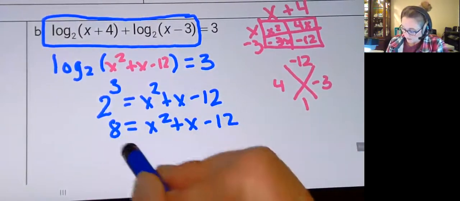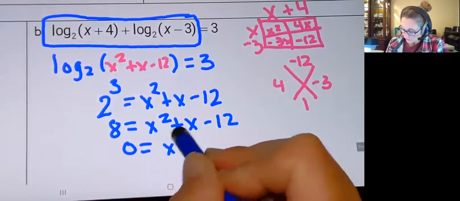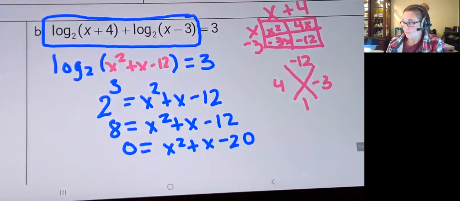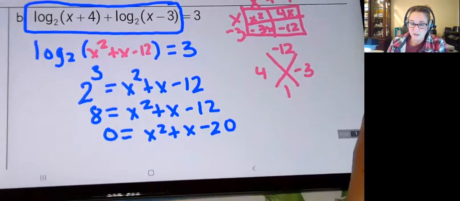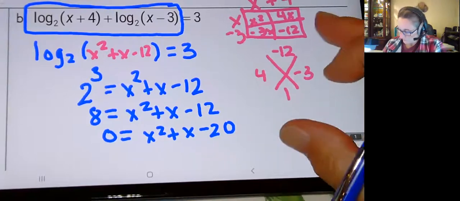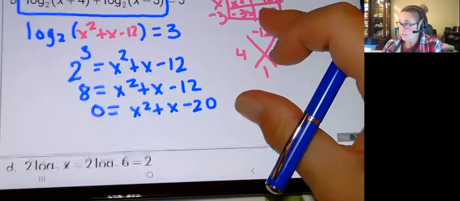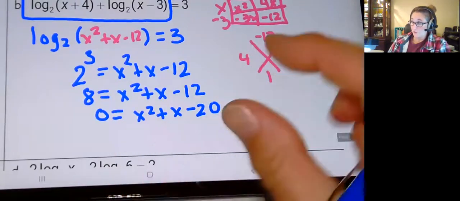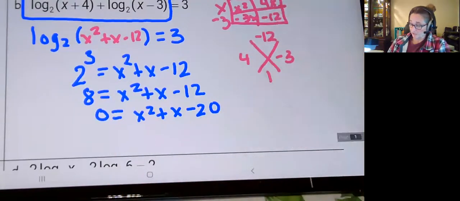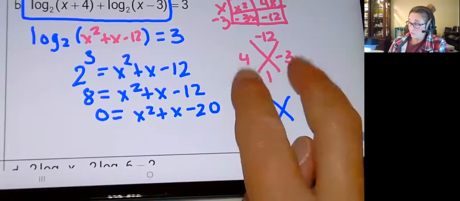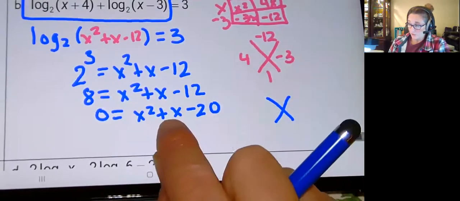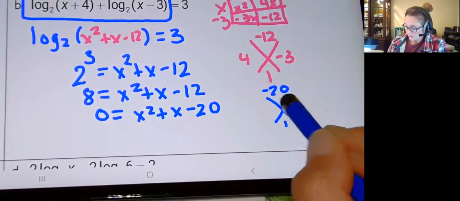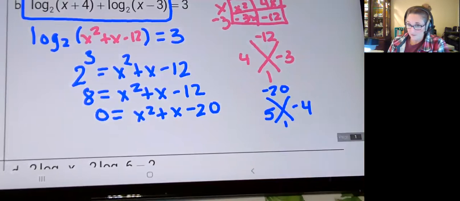I'm going to subtract the 8, and I get x squared plus x, and minus 12 minus 8, I get a negative 20. And I have to solve this quadratic. This quadratic is actually factorable. And just like I multiplied this out using a diamond, I can factor this using a diamond, okay? This time, I don't know the sides. I know the top and I know the bottom. What multiplies to negative 20 and adds to a 1? A 5 and a negative 4.